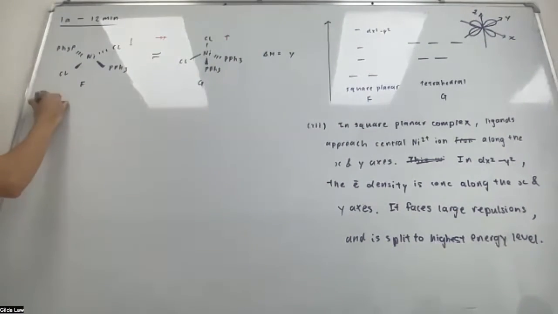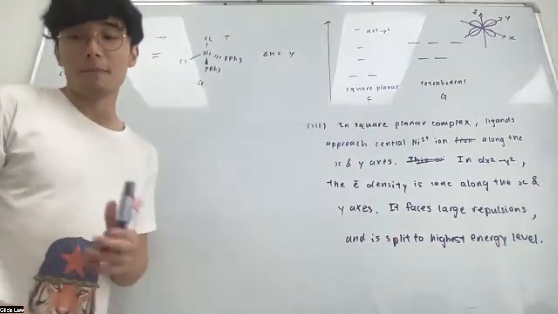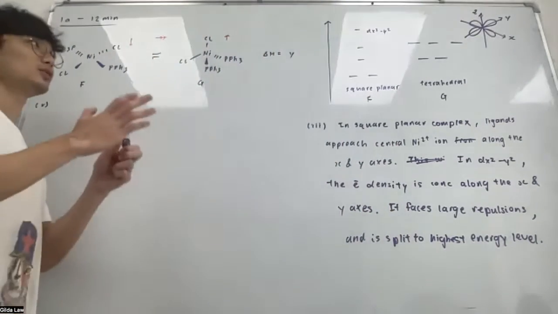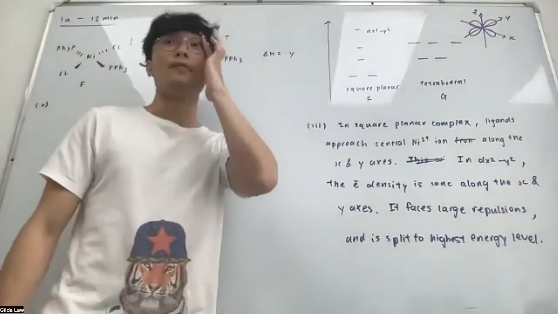Okay, I want to now talk about part 4 and part 5, actually part 5 to be specific, because part 5 explanation requires a bit more to write. But first let's look at part 4. Part 4, they are talking about unpaired and paired electrons. So look at part 4 first.